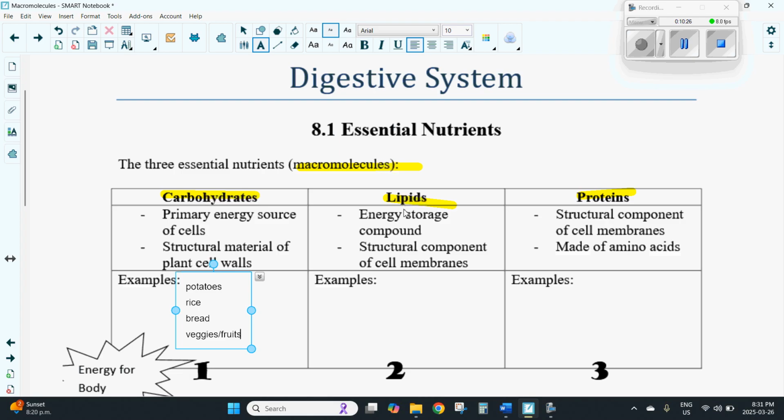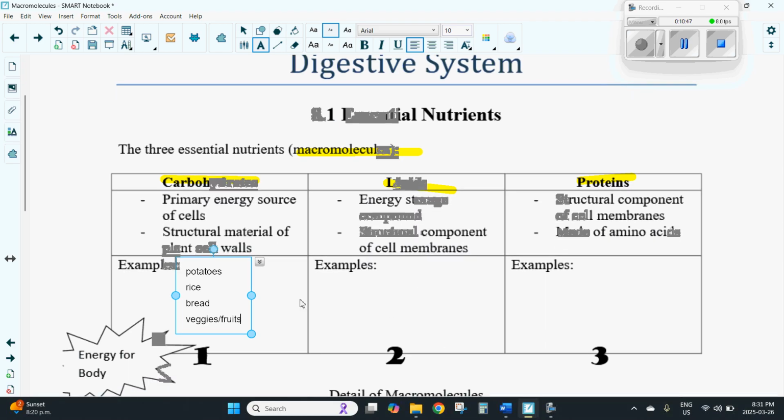Lipids are actually the second energy source of our body. Our body is typically going to use our carbs first, and then it's going to move on to lipids and then to proteins. So our body will use them in that order, which is why you see these lovely 1, 2, 3s down at the bottom of the chart. Lipids are energy storage compounds, also a structural component of cell membranes. If you think back to grade 10 science, you talked about what the cell membrane is actually composed of. A cell membrane actually has carbs, lipids, and proteins in it.